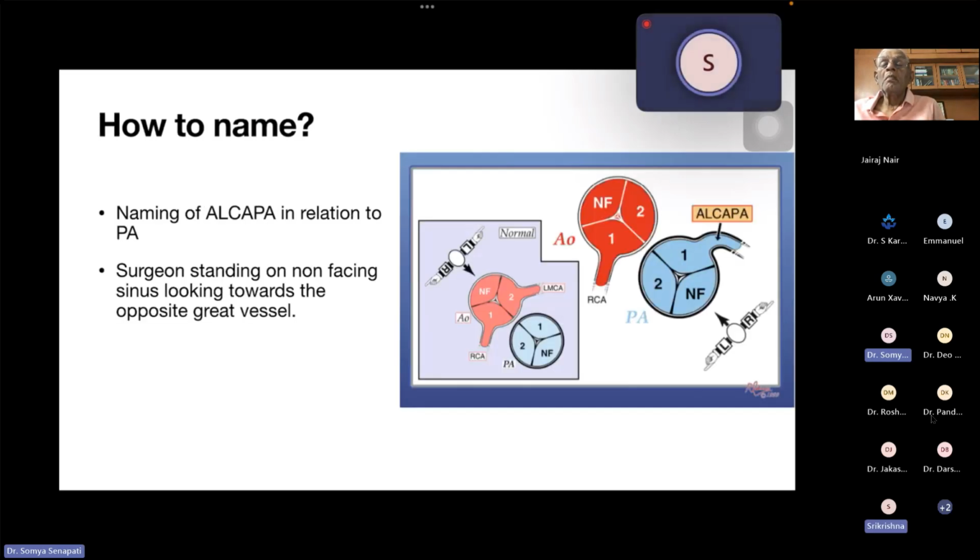So how to name it? The naming of ALCAPA is in relation to the pulmonary artery, where the surgeon stands on the non-facing sinus, looking towards the opposite great vessel. You can see in the diagram, in a normal case, the surgeon stands here, and the left side shows the origin of the left main, which is categorized as 2, and on the right the right coronary artery is categorized as 1.